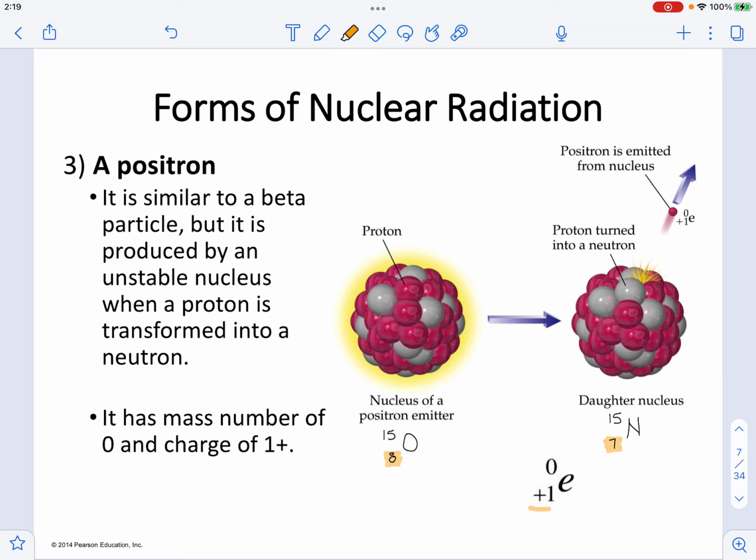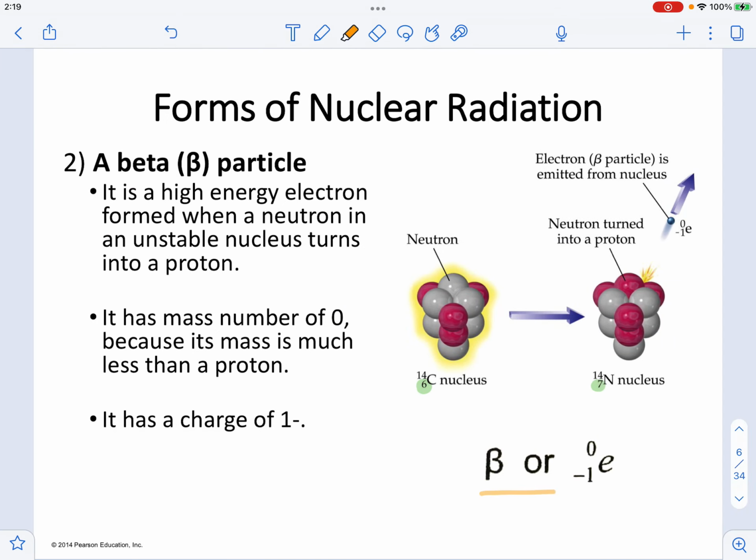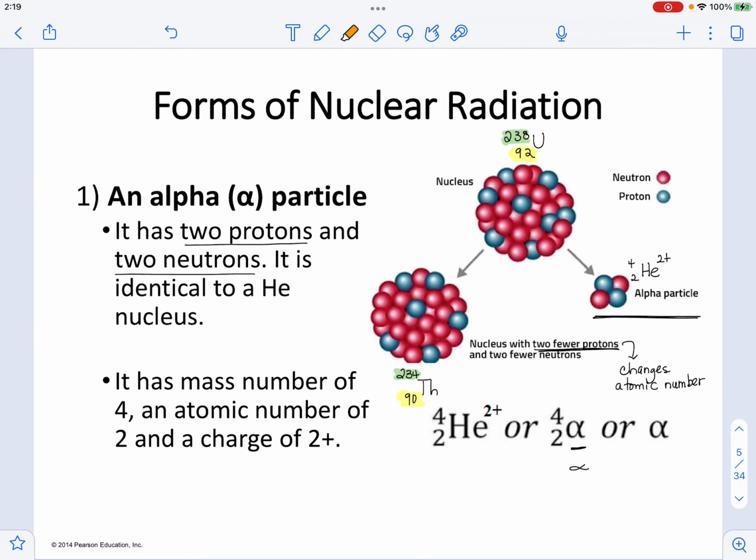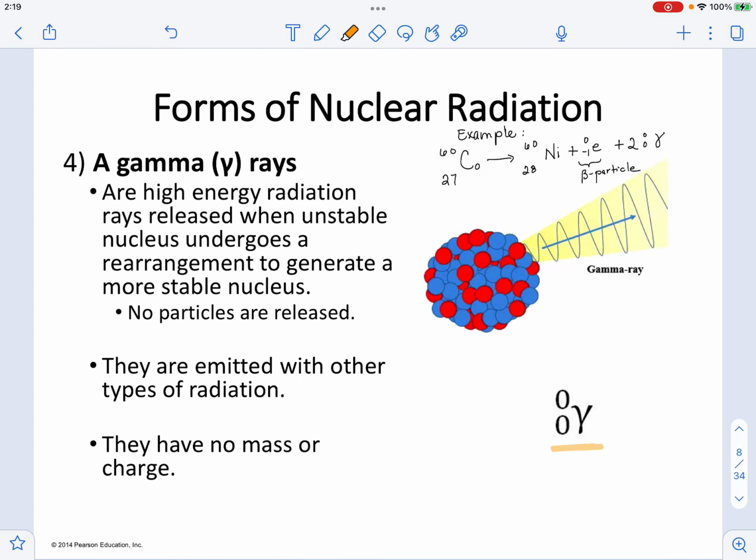I forgot to mention, this is the symbol for a positron. These are the symbols for the beta particle. In a few moments, I mentioned this, but just to make sure that you guys know, this is the notation for the alpha particles. Going back to the gamma rays, again, they are emitted with other types of radiation.